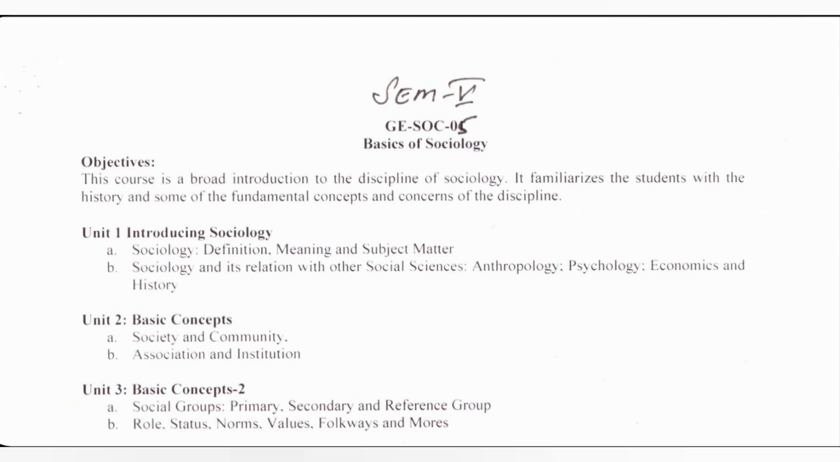Then B, sociology and its relation with other social sciences, that is the relationship of sociology with anthropology, psychology, economics, and history. Unit second is basic concepts, and in this unit, you have to study A, society and community, then B, association and institution.